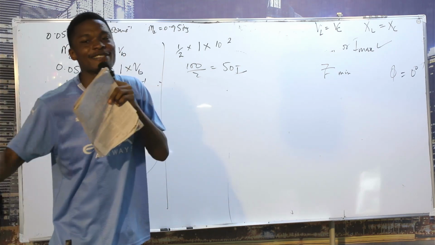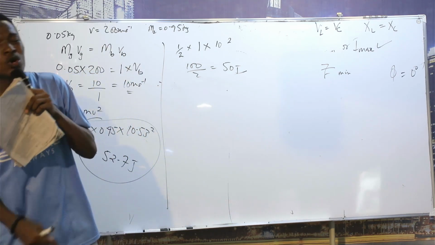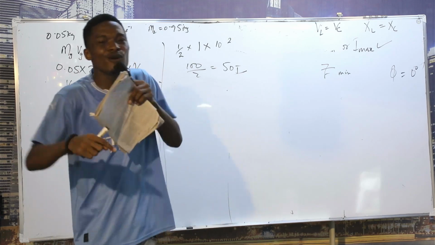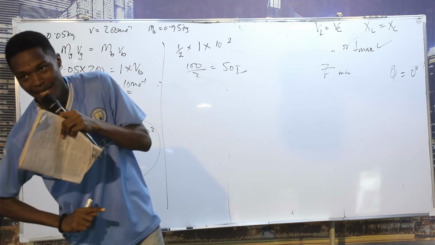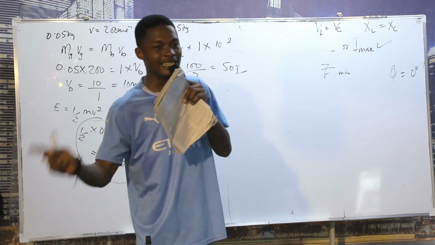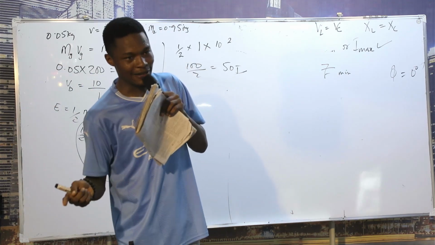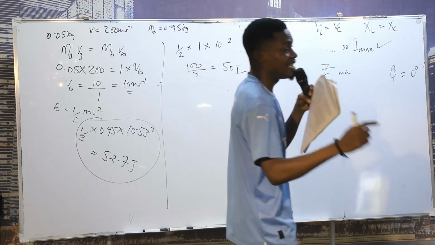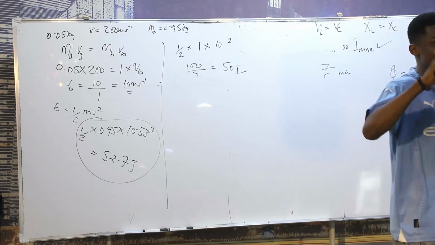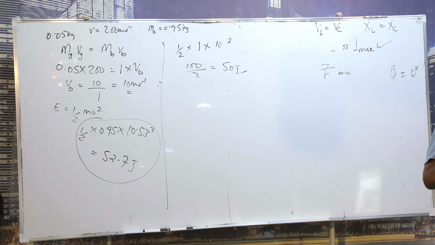So in a capacitive circuit, who is leading? Current. Who is lagging? Voltage. Remember that I can say leading or lagging. If I say current is leading, then voltage is lagging. In an inductive circuit, who is leading? Voltage. Who is lagging? Current. In a resistive circuit, they are in phase.